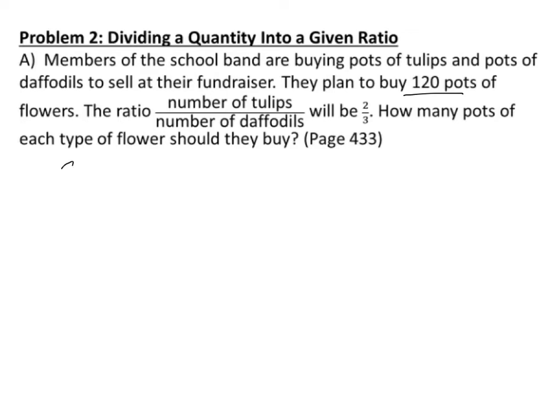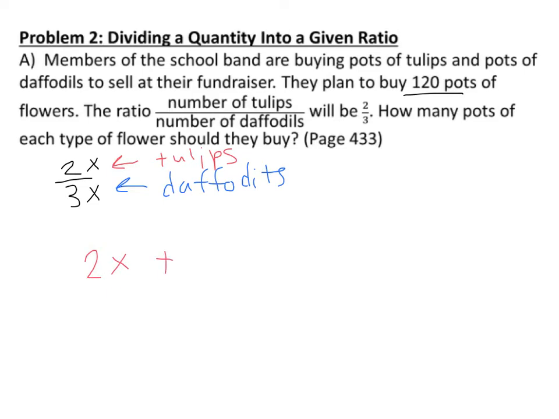So this ratio 2 to 3 is really some reduced number. The ratio was reduced by some number x. So we need to figure out what that x was to figure out how many tulips and how many daffodils they should buy. So 2x is tulips, and 3x is the number of daffodils. So if we add up the number of tulips plus the number of daffodils, that has to equal our total number of flowers, 120. So now we just solve for x.